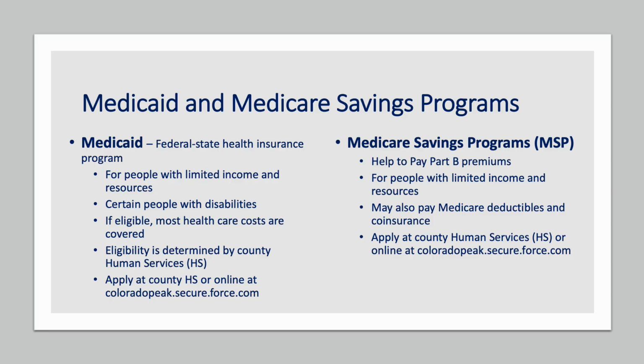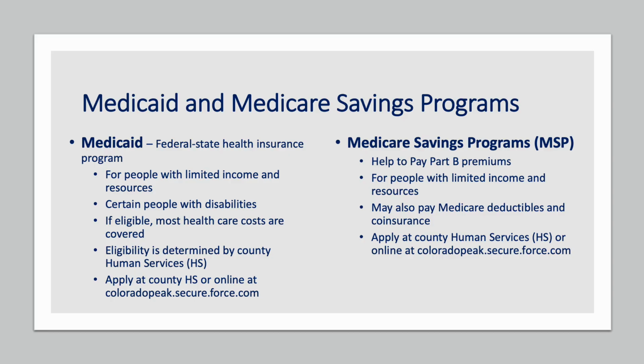Medicaid is a federal state health insurance program. It's for people that have limited income and resources, some people with disabilities, and if you're eligible, it can pick up your health care costs and your prescription drug coverage costs under the age of 65. You would have Medicaid. Eligibility is determined by Human Services. There are offices in Longmont, Lafayette, and Boulder. You can also apply online.